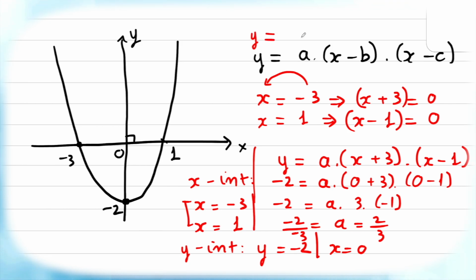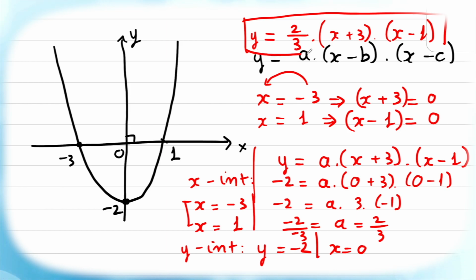And now you got y equal to a, which is 2 over 3, times x minus b, which is x plus 3, and the next one you got x minus 1. The answer for this graph will be here. This one will be the equation of this graph in factorizing form.